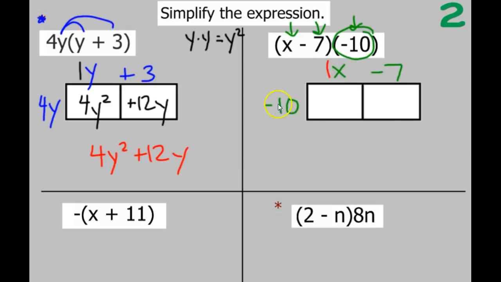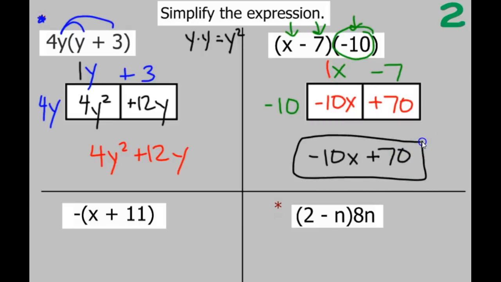This is really a 1x, so negative 10 times 1 is negative 10 with the x. A negative times a negative, two grumpy people, they get along. It's going to be positive. 7 times 10 is 70. So we have negative 10x plus 70. That's our answer.